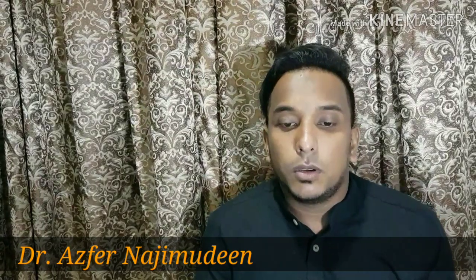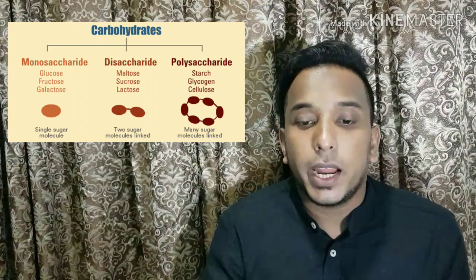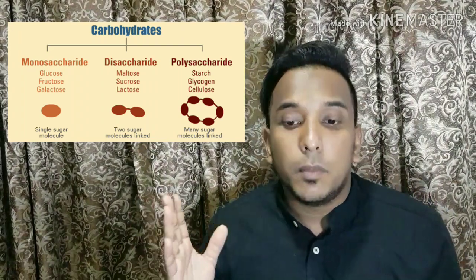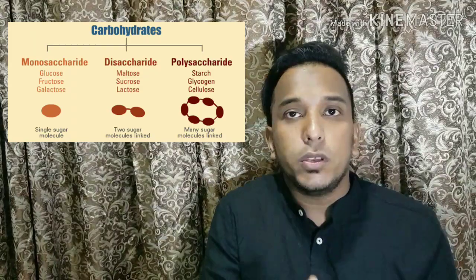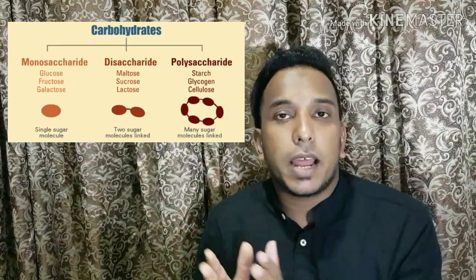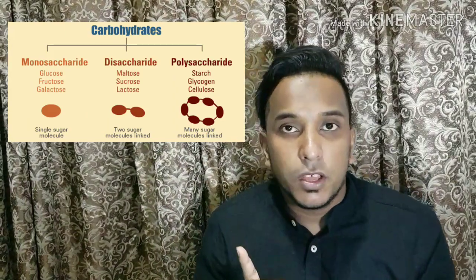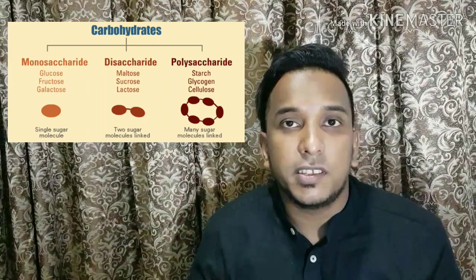Next, we move on to categorizing carbohydrates. We can divide carbohydrates into three categories, known as monosaccharides, disaccharides and polysaccharides. So mono, di and poly. Mono means one, di means two, poly means many.